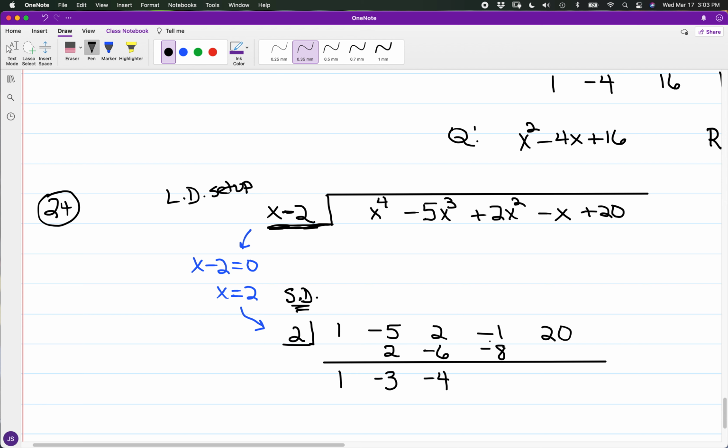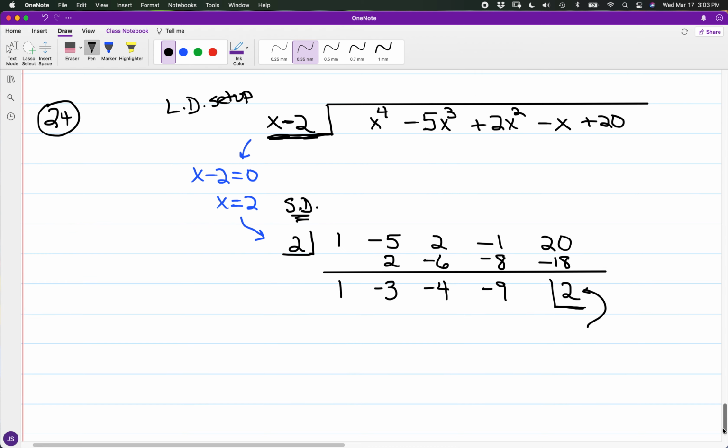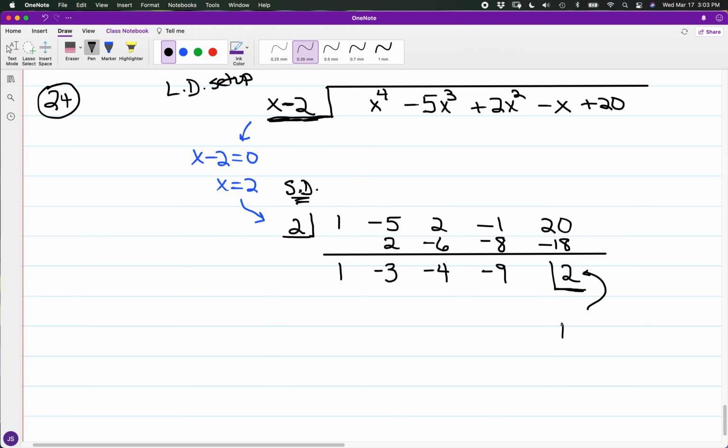Now we have negatives to add together. Negative 1 plus negative 8 is negative 9. And 2 times negative 9 is negative 18. And 20 plus negative 18 comes out to 2. So the last column total we have is 2. So the remainder is going to be 2.